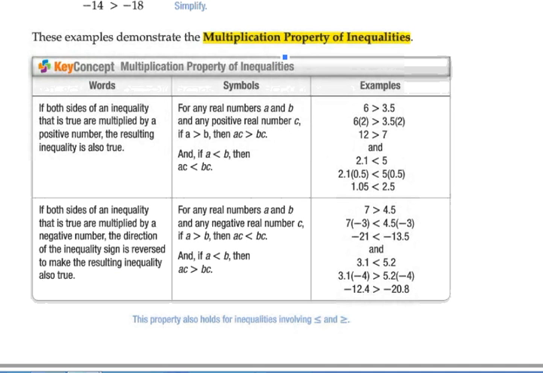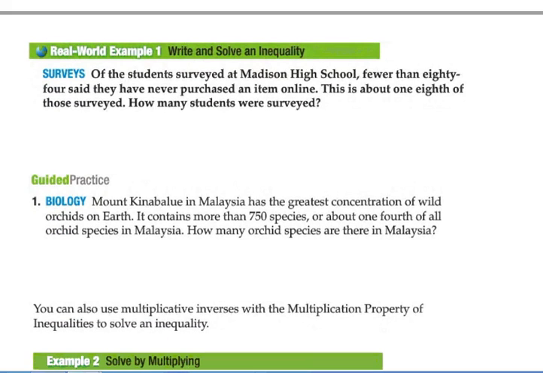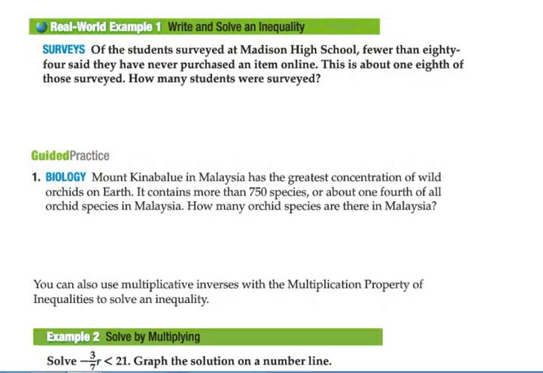Okay, that multiplication property of inequalities basically just means we are undoing multiplication by division. We are undoing division by multiplication. So I am going to skip through that, but it is good information to have just to review every now and then. So let's go ahead and look at surveys.